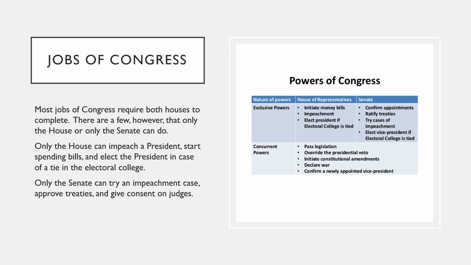Only the Senate can approve treaties. So if the president wants to sign a treaty, he has to get approval from the Senate. Only the Senate can give consent on judges. So if the president puts a judge up to be appointed, the Senate has to either give consent or not give consent on that. And you can see there in the chart, it gives some of the exclusive powers of each, things only the House can do and things only the Senate can do. And then it gives things that are both. Concurrent is meaning that both do these things. So you can look at that chart and see some of the different things there.